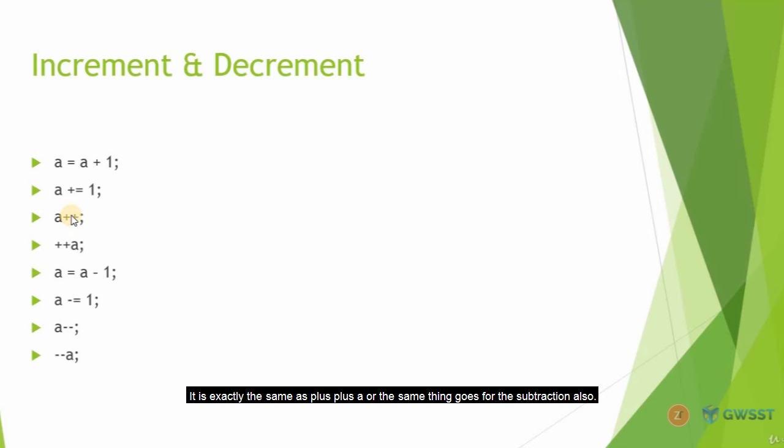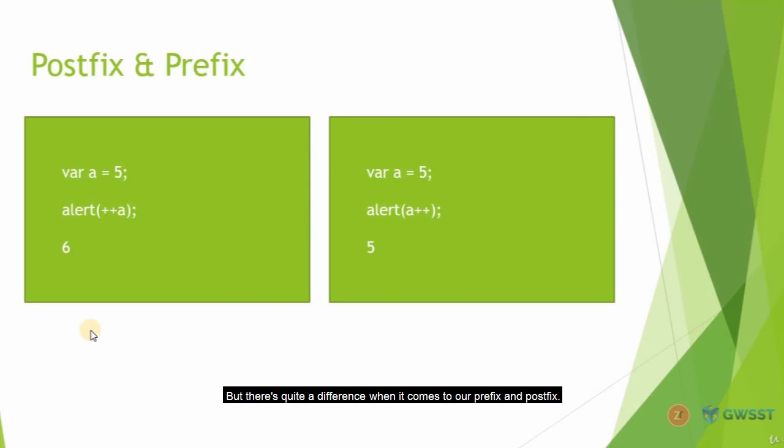It is exactly the same as plus plus a, and the same thing goes for subtraction also. But there's quite a difference when it comes to prefix and postfix. In my case, I'm using a prefix here. When you create a variable a equals 5, and you set the prefix option, that is plus plus a, the answer would be 6. But if you use a postfix, it's going to result in 5.